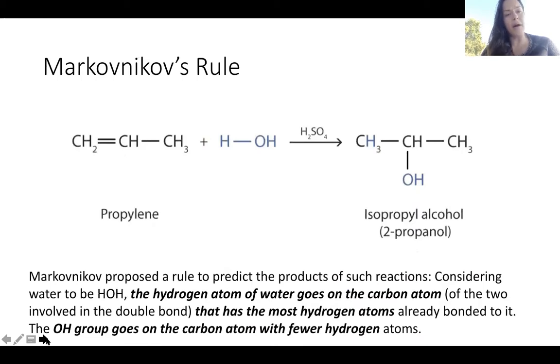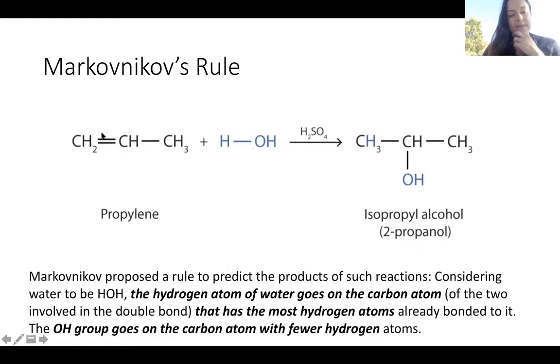There is something called Markovnikov's rule. The rule says that if you consider water to be HOH, the hydrogen atom of the water is going to go to the carbon atom that has the most hydrogen, and the OH group goes to the carbon with the fewer hydrogen atoms. What does this mean?